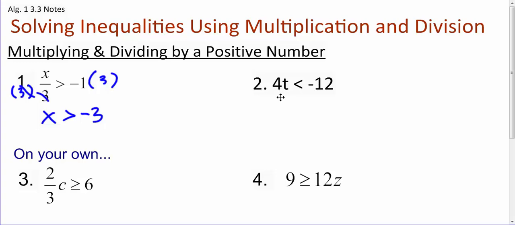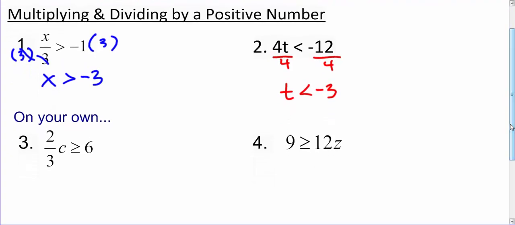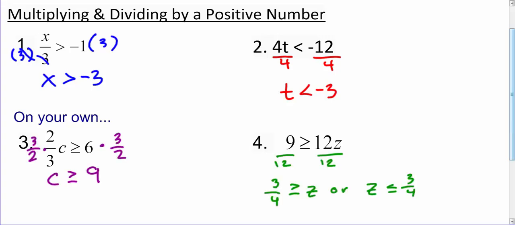4t is less than negative 12. We need to undo that multiplication. Of course, we do that with division. So t is less than negative 3. Alright, why don't you pause the video, try 3 and 4. These are kind of our warm-up questions, but they're good ones to get us started before we start dealing with the negative numbers.